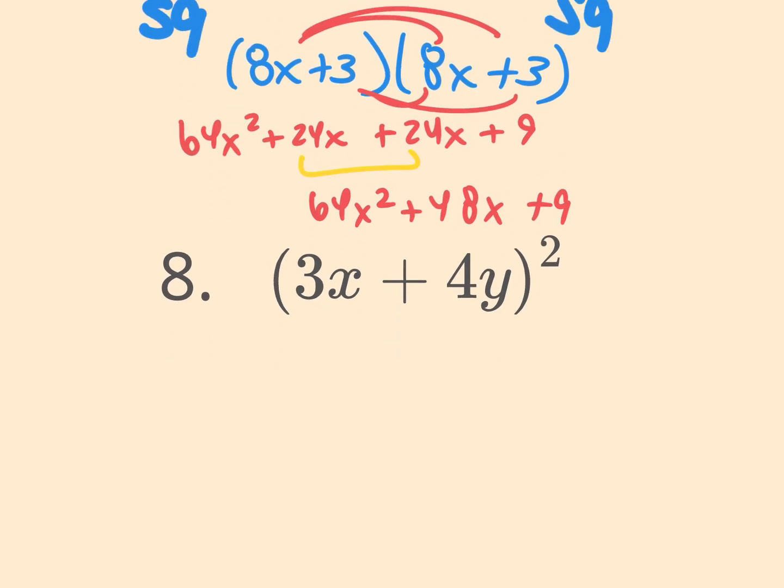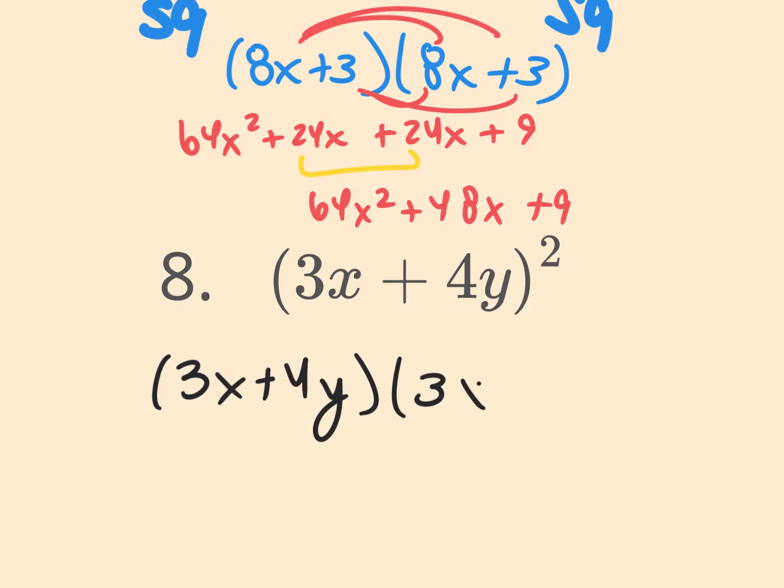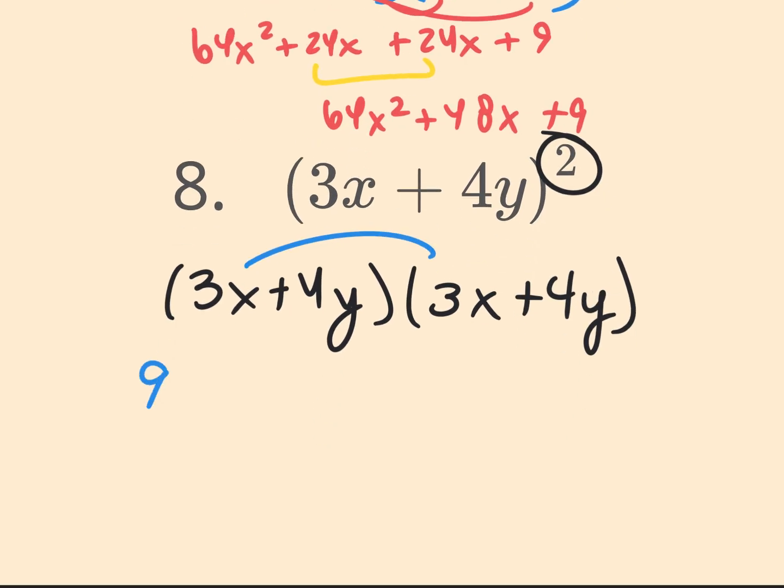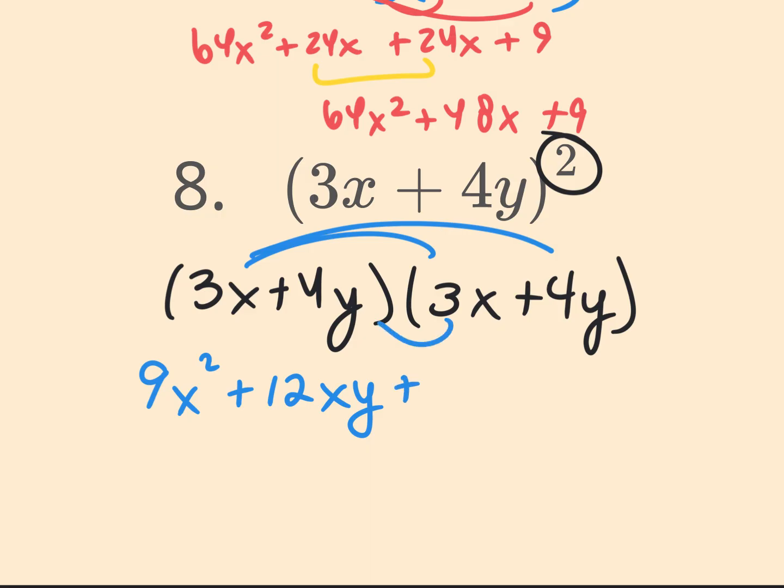Let's just go through it the math way. 3x plus 4y times what? 3x plus 4y. You have the same parenthesis, multiply by itself 2 times. So we're going to go ahead and FOIL. 3 times 3 is 9. X times x is x squared. 3x times 4y. 3 times 4 is 12. And I'm just going to write the letters xy. 4y times 3x, I'm going to say plus. 4 times 3 is 12. And again, write the letters xy.